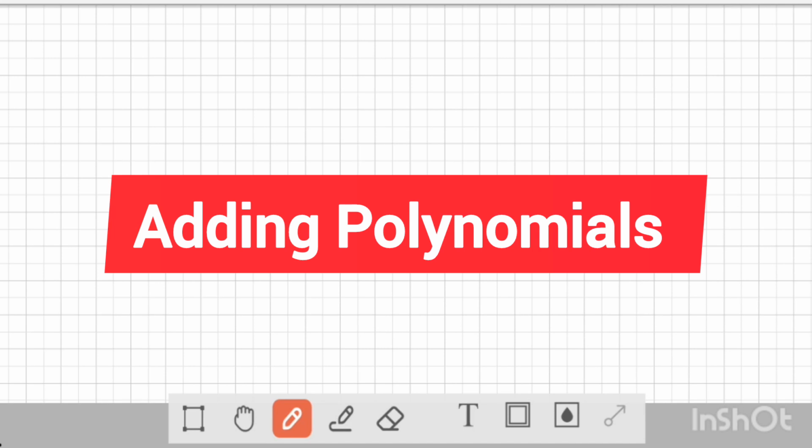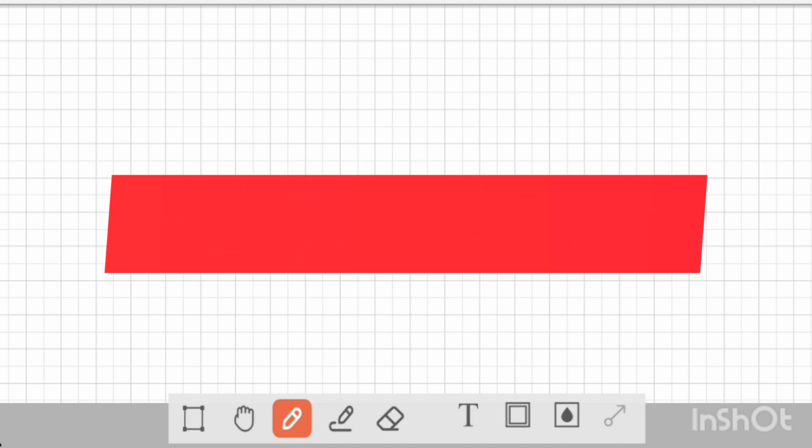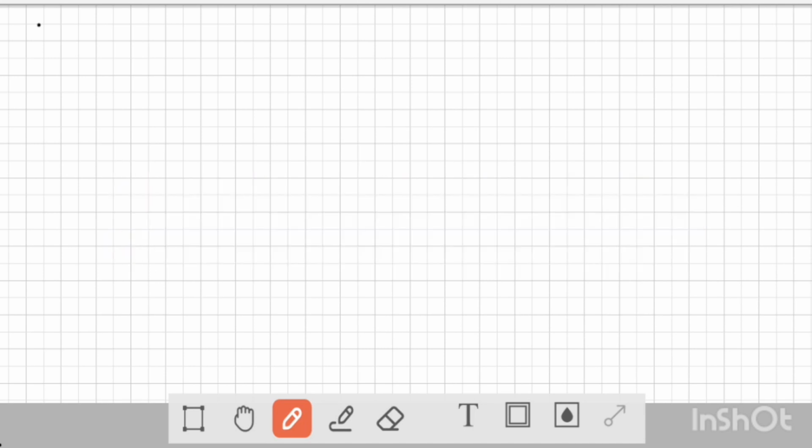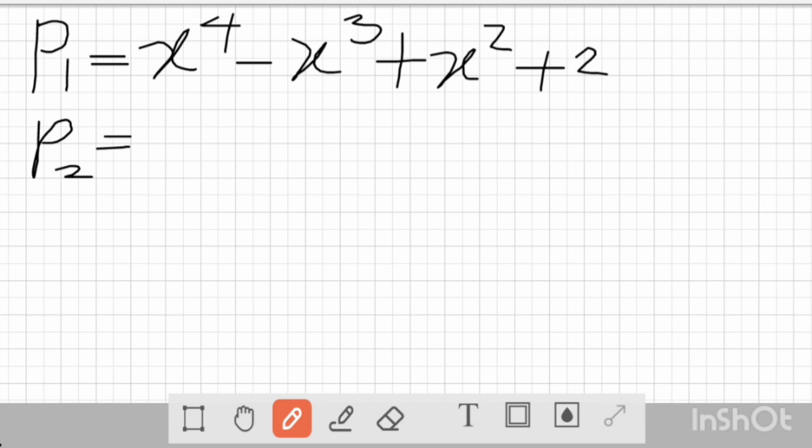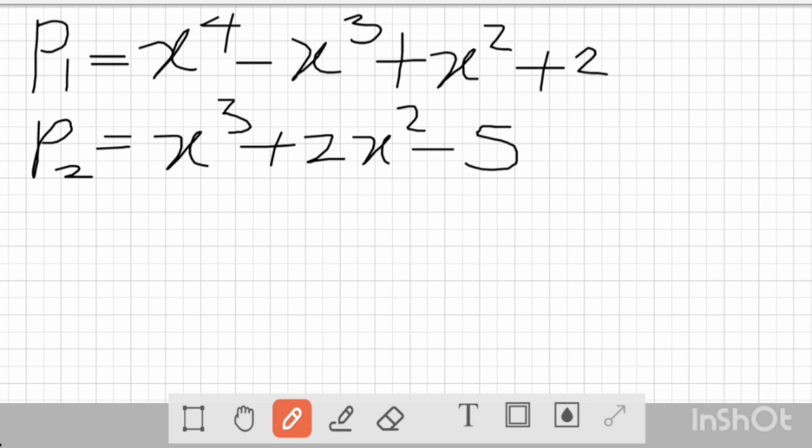Today I will be explaining the addition of polynomials. Let us consider the polynomial here. P1 equals x raised to power 4 minus x raised to power 3 plus x raised to power 2 plus 2. And the polynomial P2 equals x raised to power 3 plus 2x raised to power 2 minus 5.